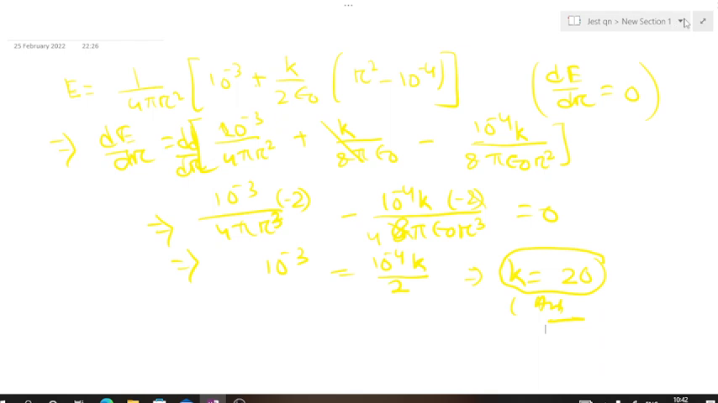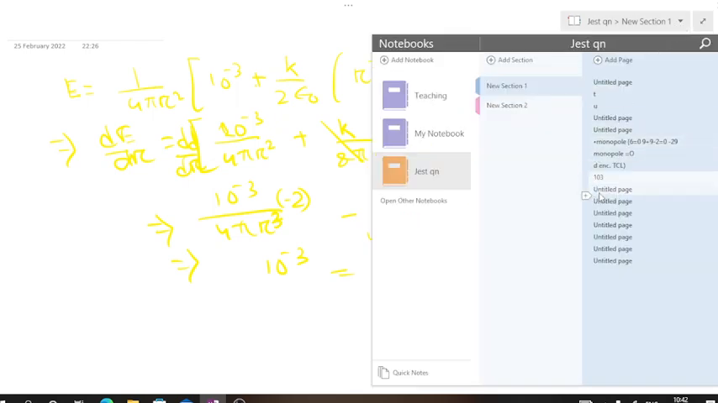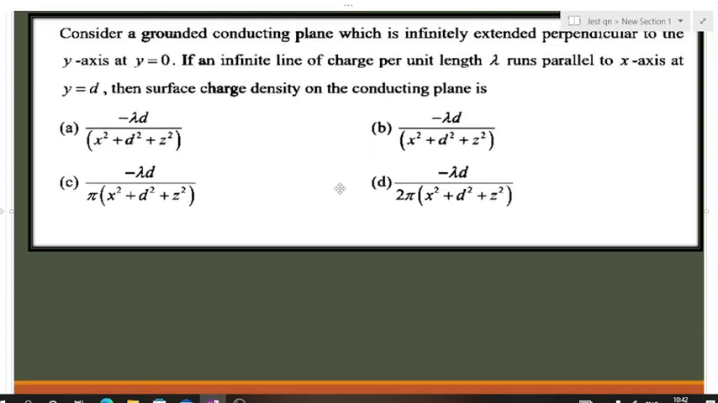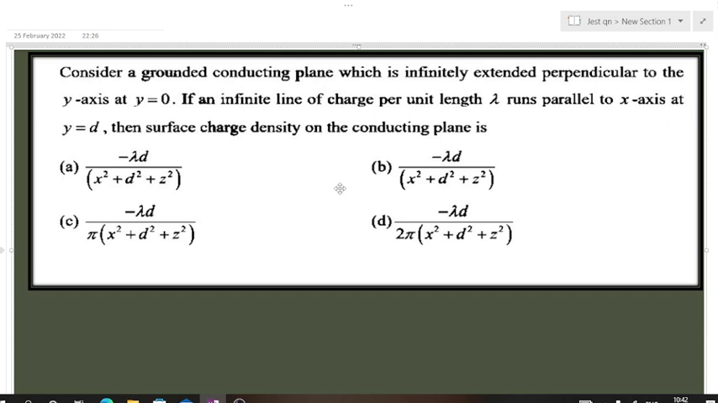Let's go to the next question. This is a little bit long, but we have to solve this. This is very easy after solving this.